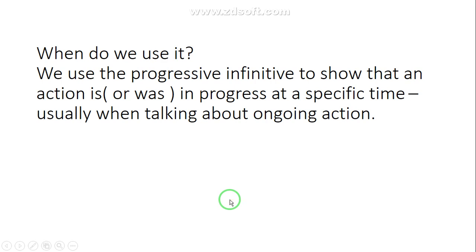Why do we use it? We use the progressive infinitive to show that an action is or was in progress at a specific time, usually when talking about ongoing action. So pay attention please.